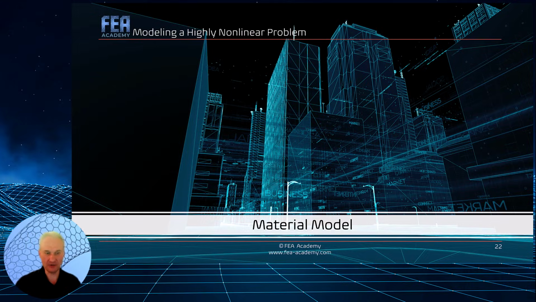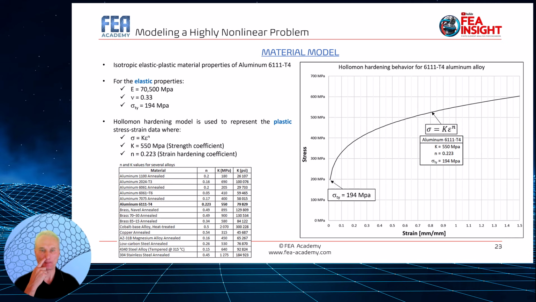Now let's talk about the material model. The material model, first, what is the material of the plate? The material of the plate is aluminum, the aluminum 6111-T4. Okay, the elastic properties of this material are the Young modulus 70,500 MPa, 0.33 for the Poisson ratio, and 184 MPa for the proportional limit.